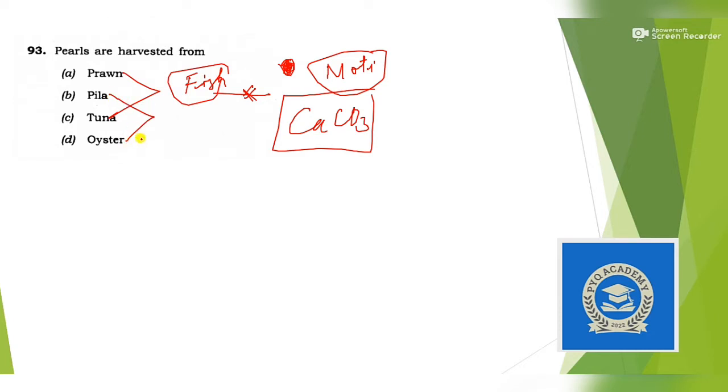Pila is nothing but a snail. Snails do have this CaCO3 component as their shell, but it is not strong enough to be converted into pearl. So we are left with oyster, and this is our correct answer. We can harvest pearls from oyster. Let's move to the next question.